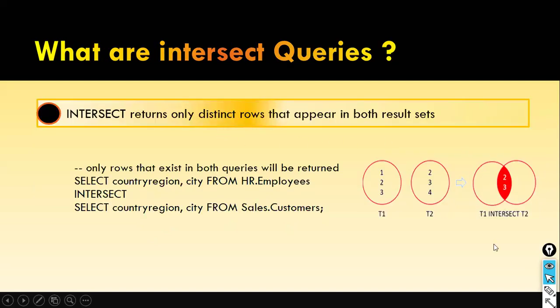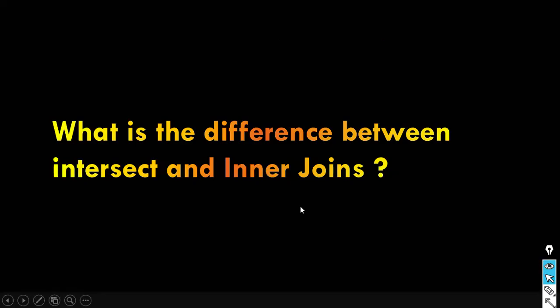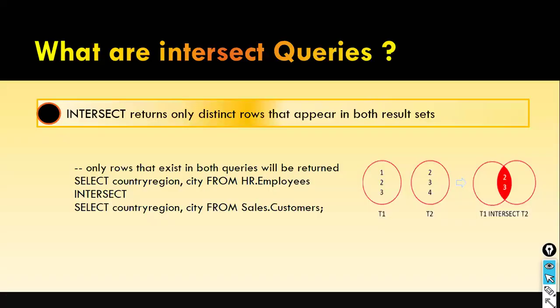As you can see in this image, if you want to take the intersect between these two, the common values are 2 and 3, so 2 and 3 will be returned. That's all, guys. So these are the examples for the intersect. And in place of intersect, you can use the union also, and then put union all.